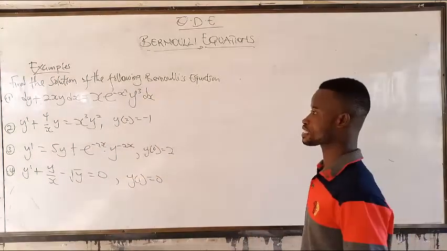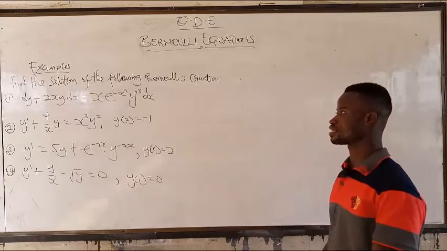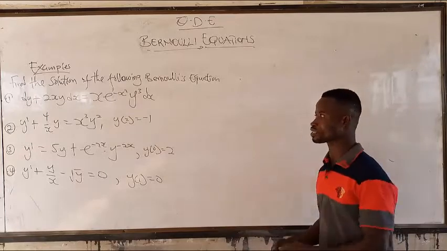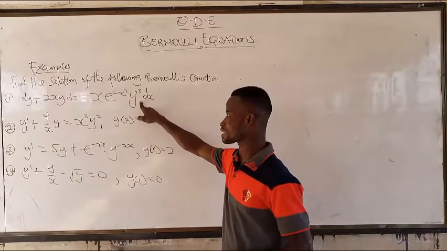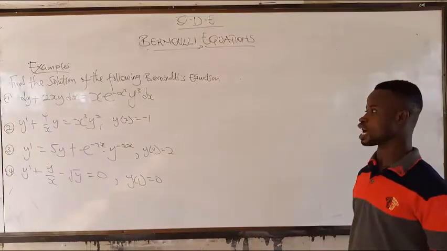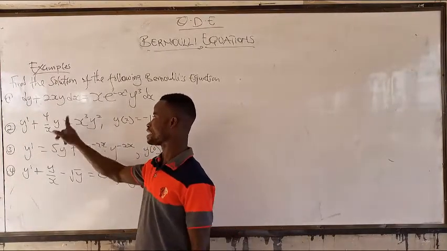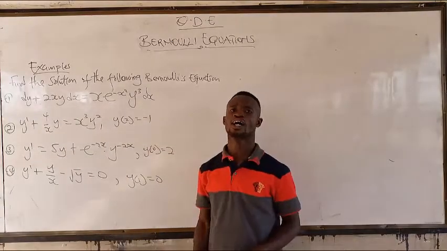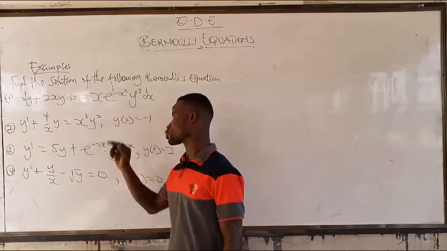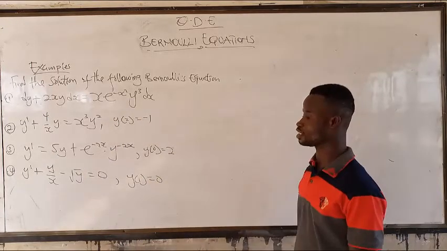So, looking at the first question, for instance, we have dy plus 2xy dx to be equal to x multiplying e raised to the power negative x squared, y to the power 3 dx. So, this y to the power 3 and this y is making this equation a Bernoulli. And when you go to question 2, you can see y here. Here we have y raised to the power 2 and y here. So this is also making that a Bernoulli equation.